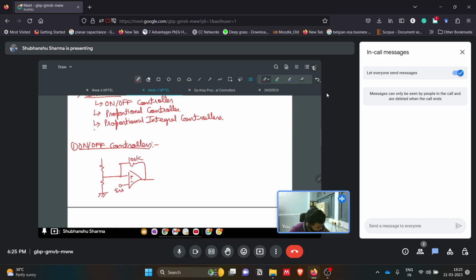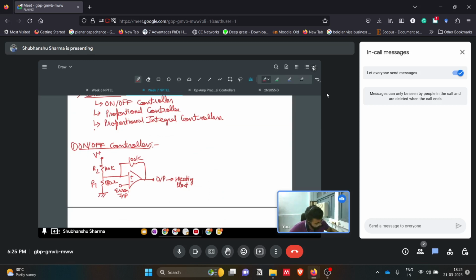Here we were giving the error input. Here we were getting the output, and this was being fed to the heating plant. So this was V plus. Okay. So 100K is R2. This is R1. We chose that as 180 ohms. So we saw this on-off controller.